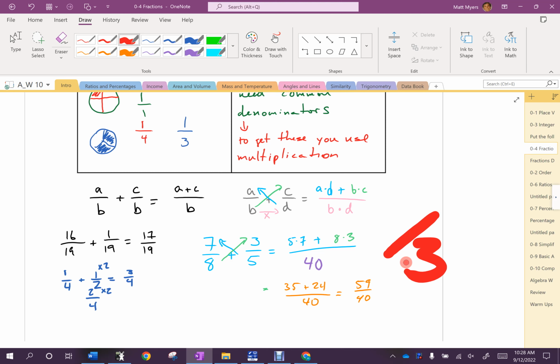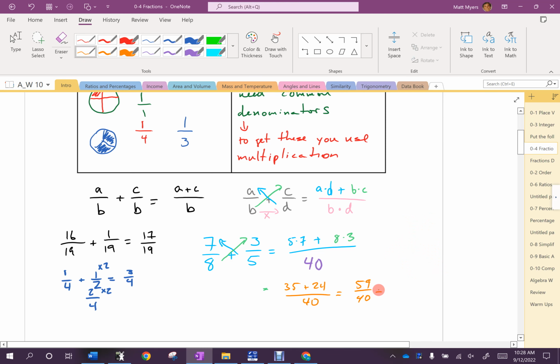Oh, I forgot one little step. I am not going to mark the whole page wrong. Are we clear? Now, of course, how do we finish that? You all know. How many 40s fit into 59? 1. How many are left over? 19. Does everybody remember adding fractions?